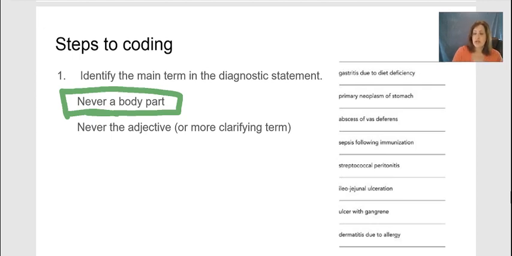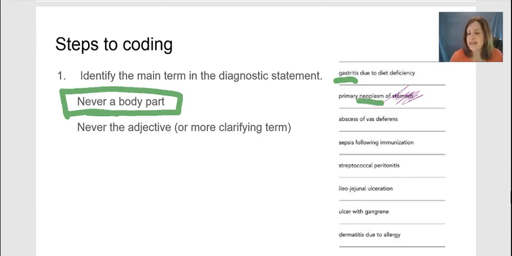Okay. So our patient has, and not all of them will have an adjective. So my patient has, looking over here to the side, gastritis due to diet deficiency. So the due to is what caused the disease. So the main term will be gastritis. The next one, primary neoplasm of the stomach. Well, I told you never a body part, right? So get rid of that. It cannot be your answer. So now you're left with primary neoplasm. Primary is an adjective to describe what kind of neoplasm it is, so that's your main word.